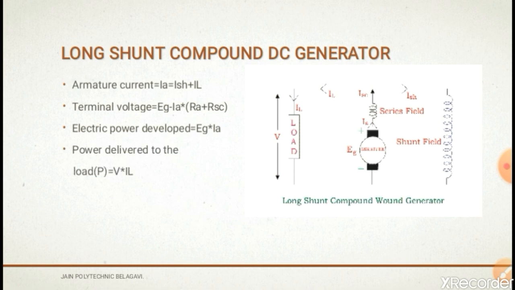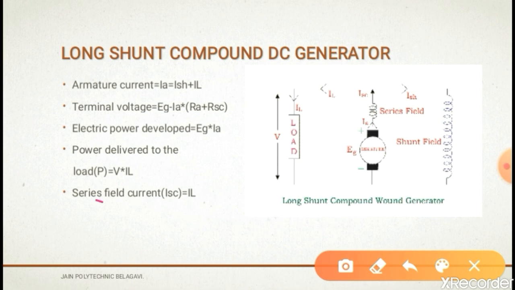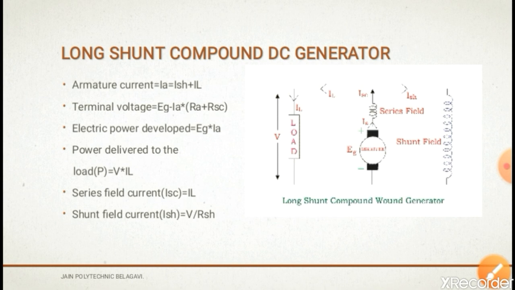The power which is delivered to the load is given as V into IL. There is some mistake here: the series field current is given as ISC equal to IL, it is not IA. And the shunt field current is given as V divided by RSH.